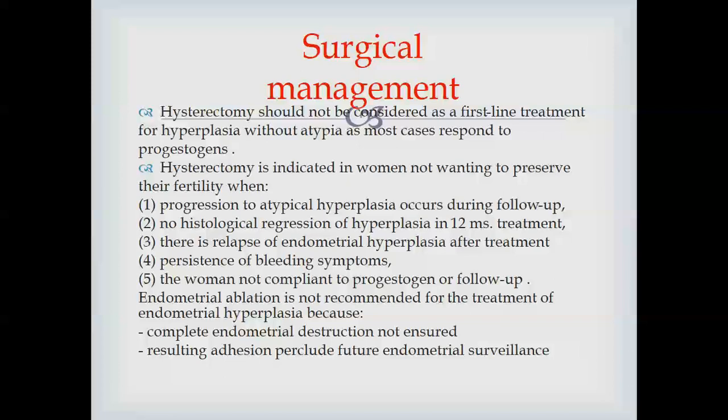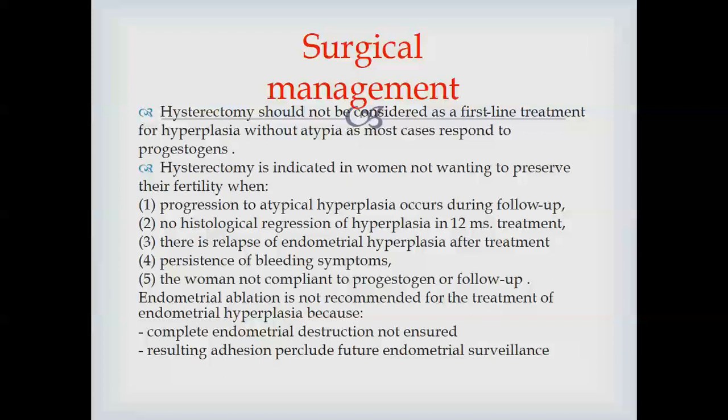progesterone or follow-up. So in these cases, the patient has not improved, or there is progression to atypical hyperplasia, or the patient became good and then there is a relapse, or the bleeding has not stopped, or the patient refuses medical treatment or Mirena IUCD, we can prescribe hysterectomy if this patient does not want any future fertility.